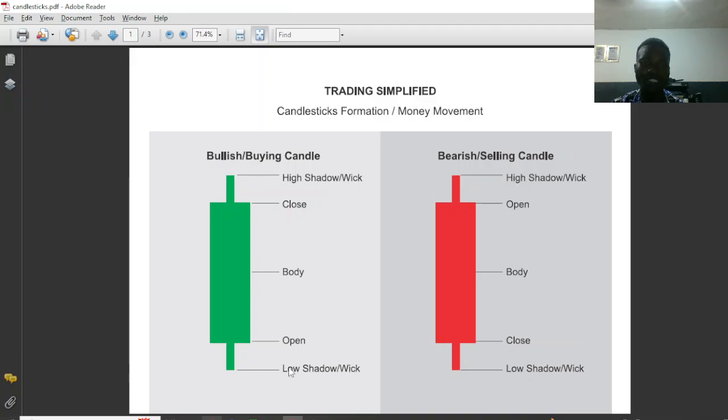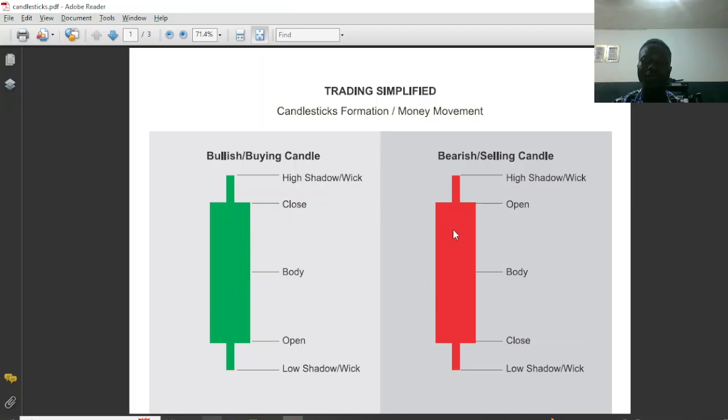We call this the low shadow, or wick. This simply means that this is the lowest opening price of the market, and we also have the high shadow, or wick, which means this is the highest closing price of the market. So when you see a green candle in the market, it means that the market is actually buying at the moment. But this does not actually tell you that you can buy at the moment.